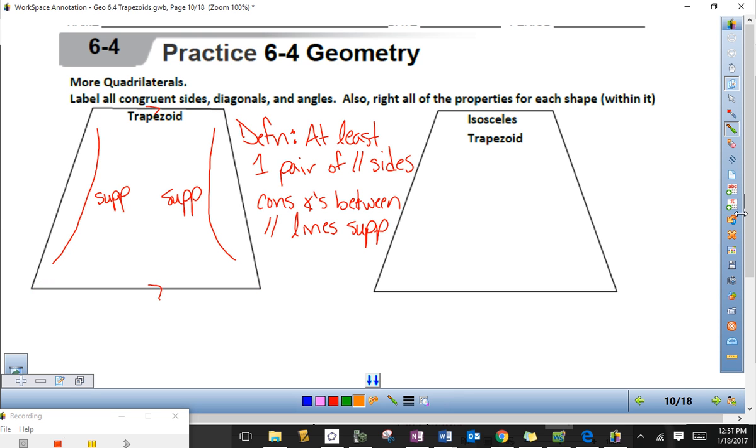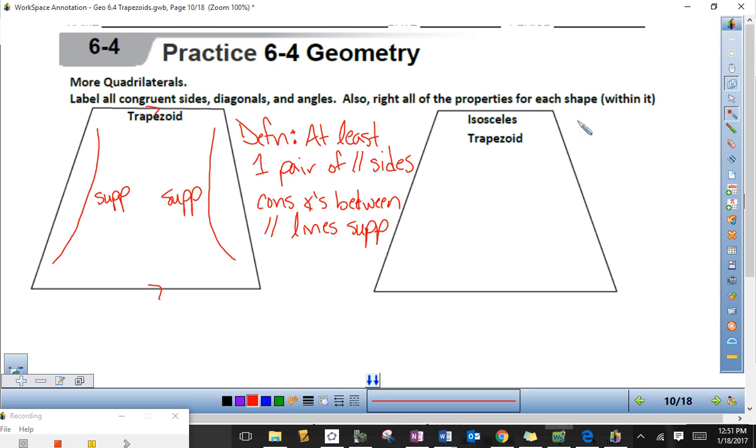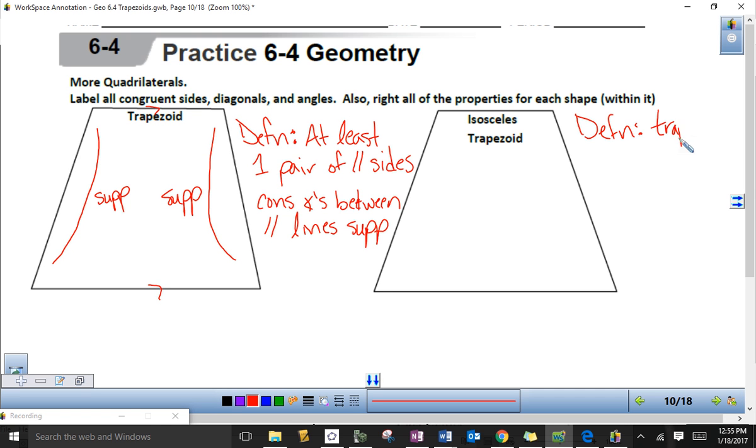Okay, so let's talk about an isosceles trapezoid. Again, if we go back to our picture, isosceles trapezoid on our hierarchy falls directly below a trapezoid. So it has to be a trapezoid, but a special type. That's part of our definition. We know that it is a trapezoid, and since it's a trapezoid, we can go ahead and mark our parallel sides. But it's a trapezoid that has congruent legs.